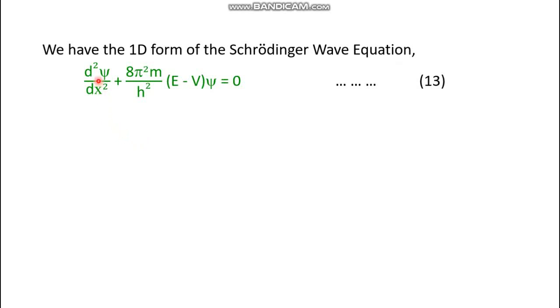That is d2 psi by dx square plus 8 pi square m by h square into (E minus V) into psi equals 0. So psi is the wave function, x is the path of the movement of the particle, m is the mass of the particle, h is Planck's constant, E is the total energy, V is the potential energy, and this is the Schrödinger time independent equation.